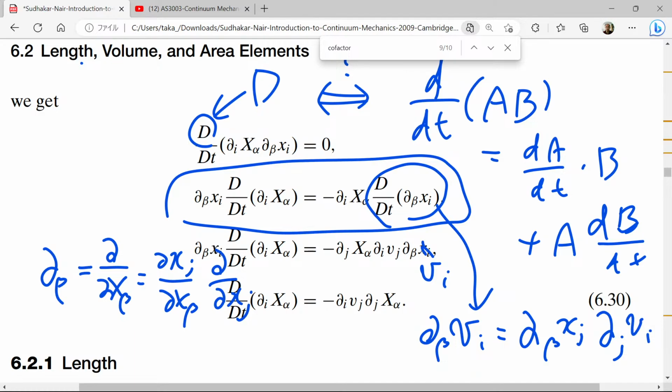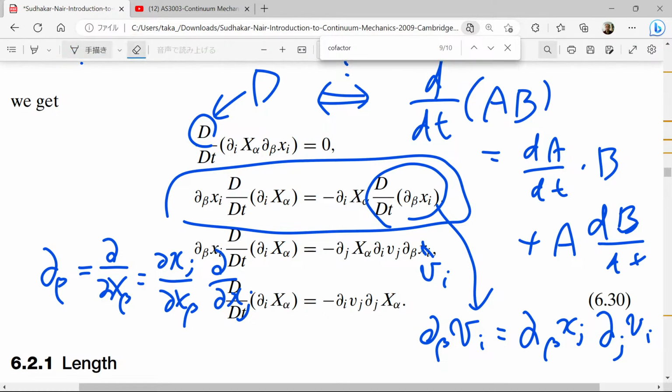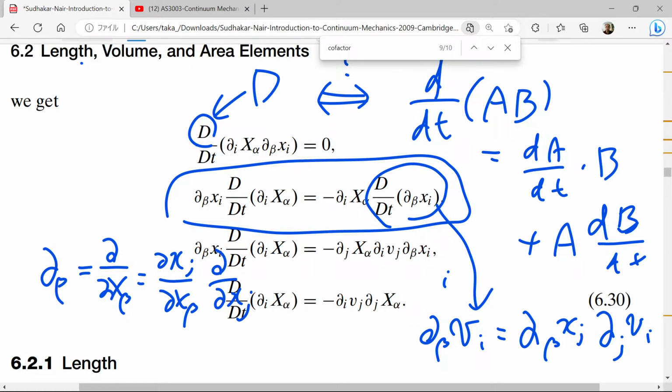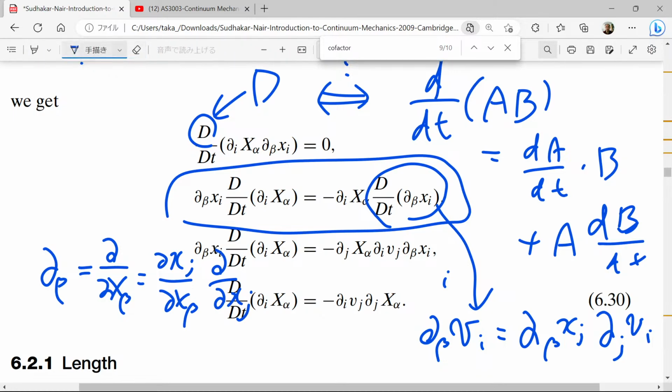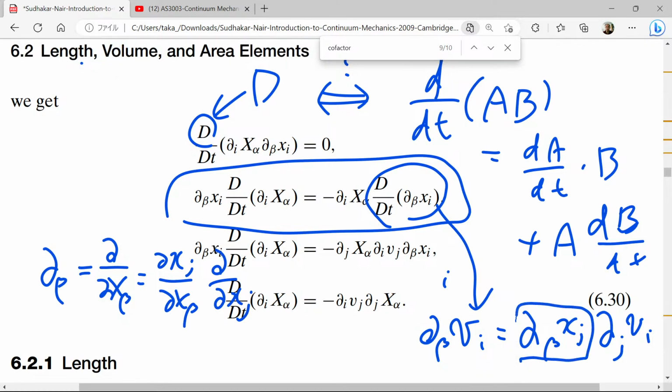Okay, this is the thing. So you see, this thing goes like this. So this is exactly like here. You can see partial beta xj. Here i is used instead of j. That's the confusing part.